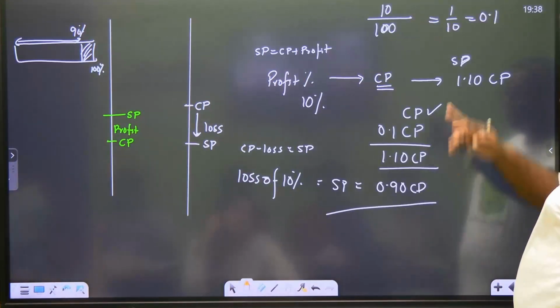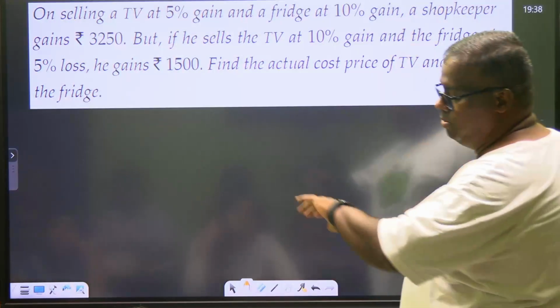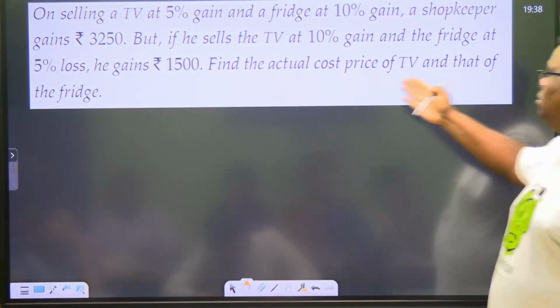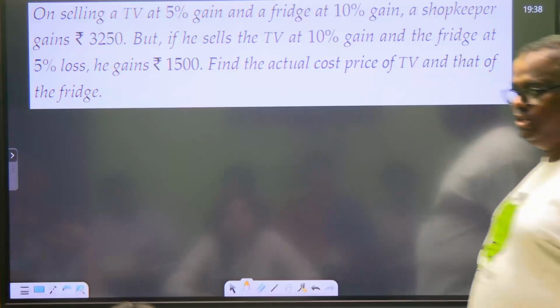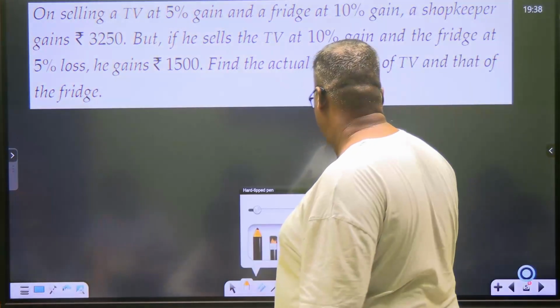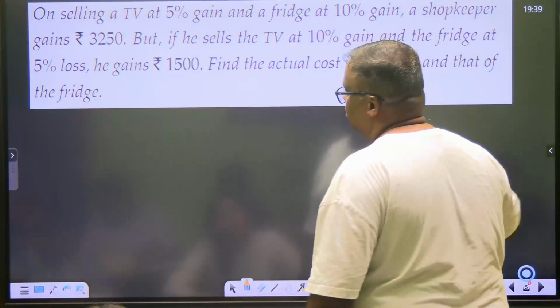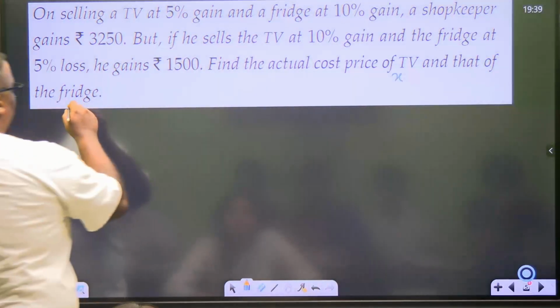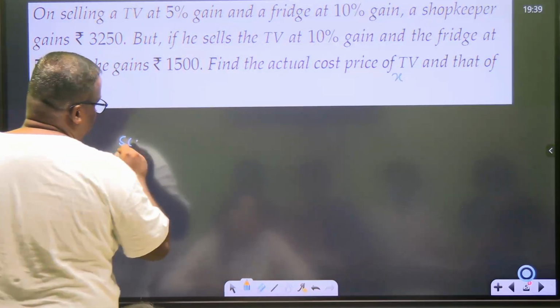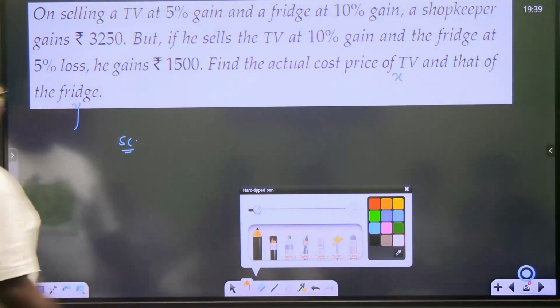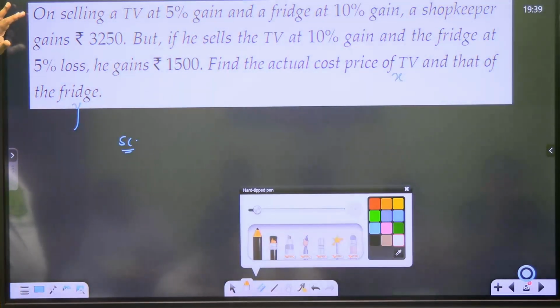We will be getting problems generally of this type. So let's take this problem. On selling a TV at a gain of, so what do I have to find out? Cost price of TV and cost price of fridge. Shall we? Let's populate. Cost price of TV is X and cost price of fridge is Y. Let us see our scenarios. What is our scenario? Come on. On selling a TV at 5% gain, TV's cost price was what?